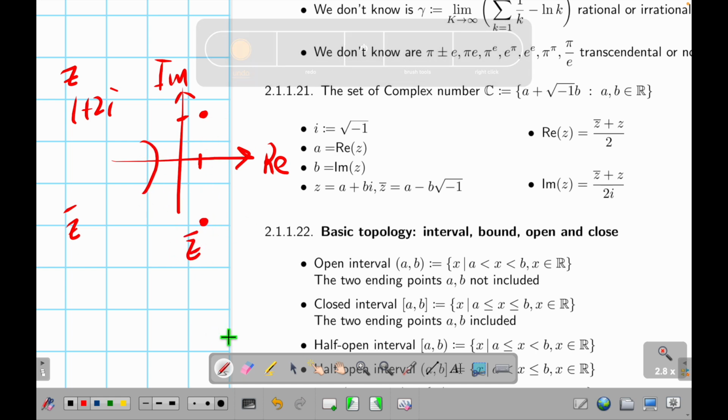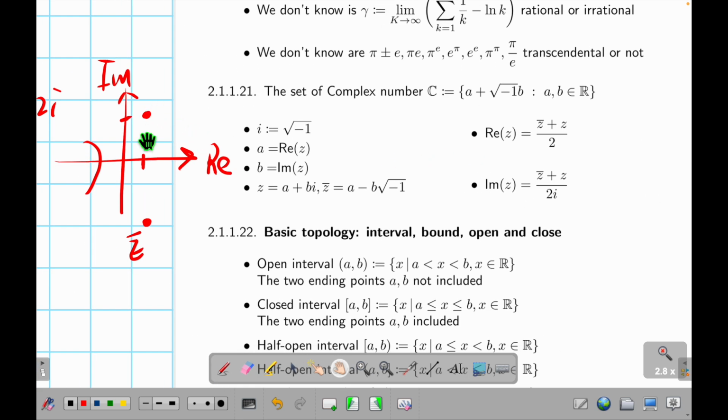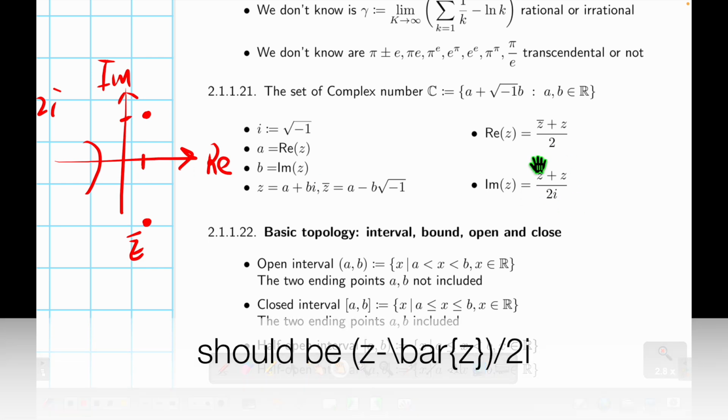So this will be my z bar, okay? Complex number z, so basically means these 2 points, I add them up. So the y coordinate cancels out, but the x coordinate will be doubled. So I need to divide by 2 to get back the x coordinate. Same for the imaginary part. So this should be subtraction.